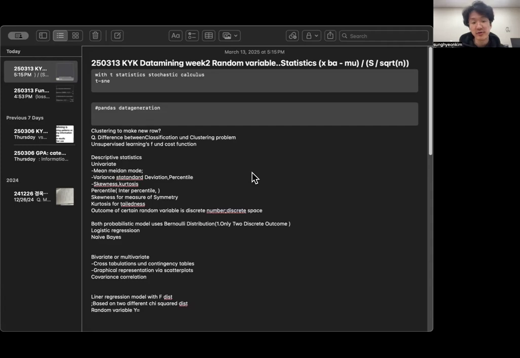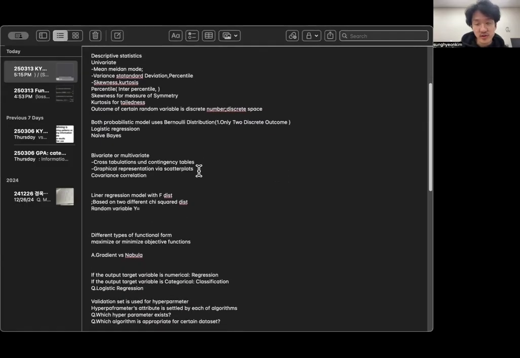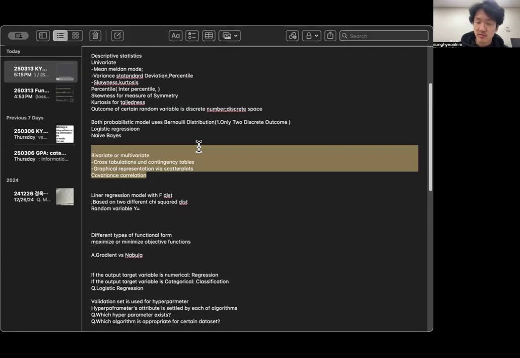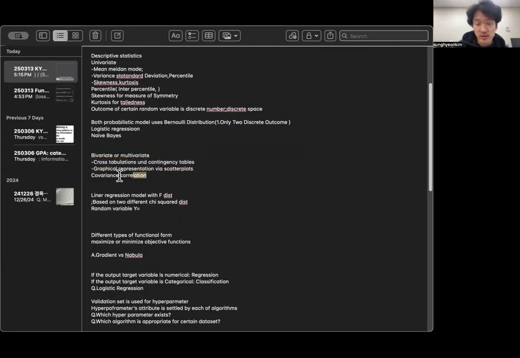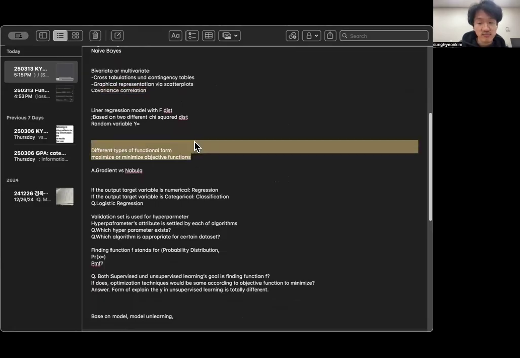And for linear regression, the F distribution comes out. The F distribution is based on two different chi-square distributions, so it has two different degrees of freedom. And that was statistics. For bivariate or multivariate data, we can use cross tabulation or contingency tables, and covariance and correlation. For each of the probability types, we have different functional forms.